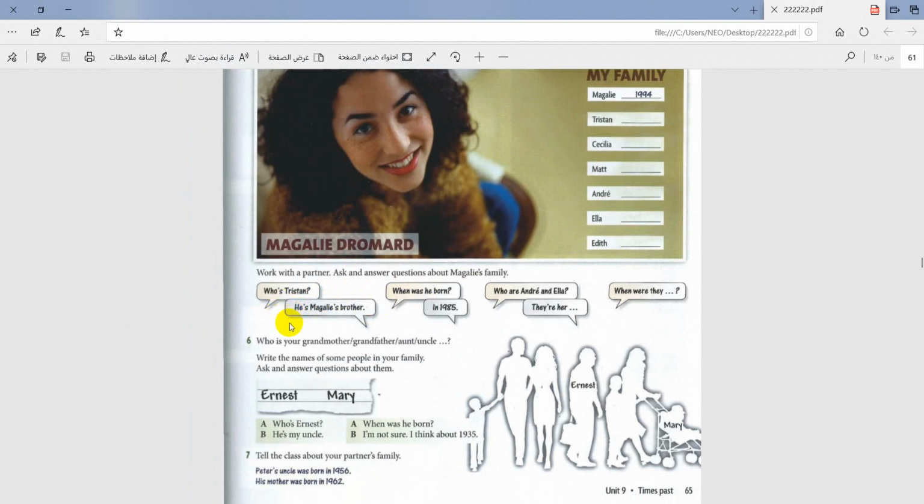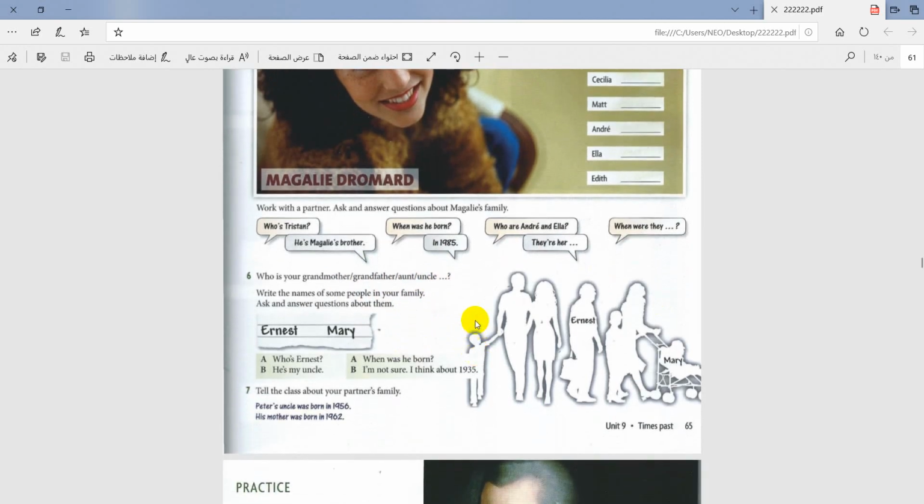Who is Tristan? He is Marjorie's brother. When was he born? In 1985. Who are Andrea and Ellie? They are her parents. When were they born? What is your grandmother, grandfather, aunt, and uncle? Write the names of some people in your family and ask and answer questions about them.